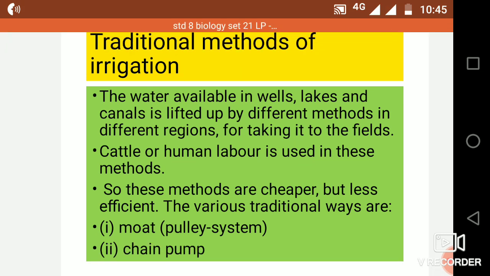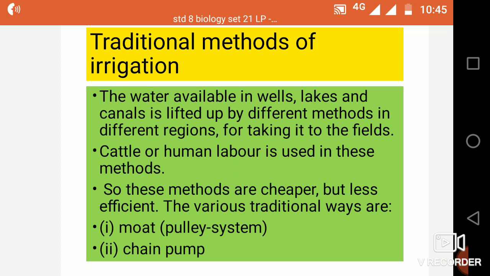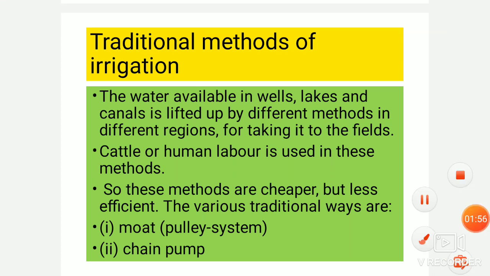So traditional methods of irrigation are as follows. With the traditional methods, the water available in the wells, lakes and canals is lifted up by different methods in different regions for taking it into the field. For lifting the water, either cattle or human labor was used in these methods, which we are going to discuss. These methods are cheaper but less efficient, and there was wastage of water also.